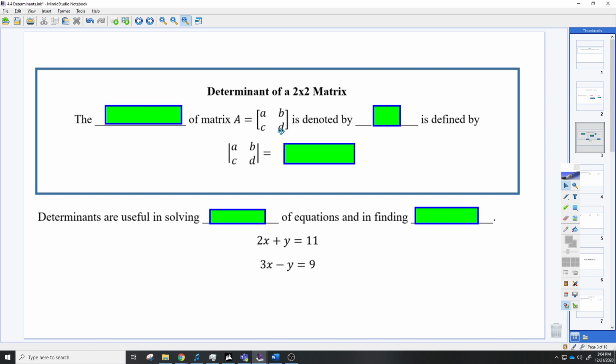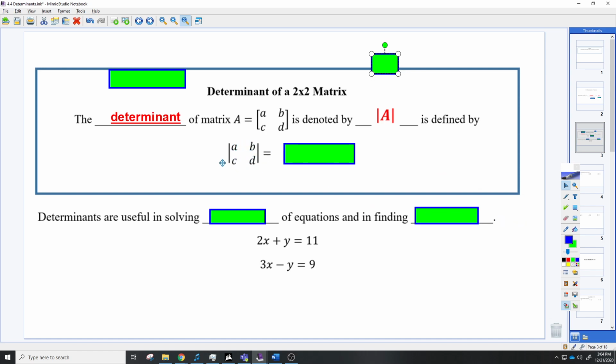So let's first talk about specifically 2 by 2 matrices. The determinant of a matrix A, like A, B, C, D, we've seen this before, is denoted by what looks like an absolute value sign. So it kind of is absolute value, but in this case we call this the determinant of A. And so it's defined by, instead of putting those straight bars around A, we can put it around the A, B, C, D as the matrix, the 2 by 2 matrix.